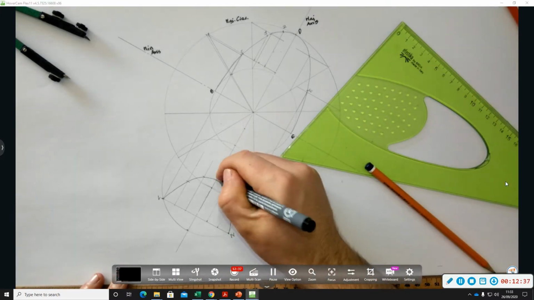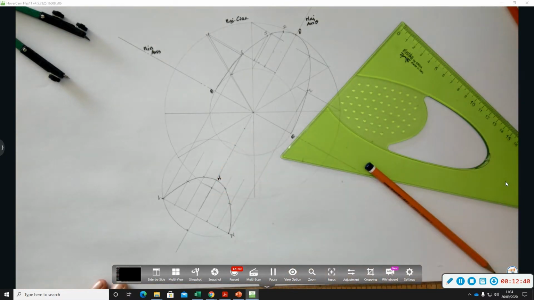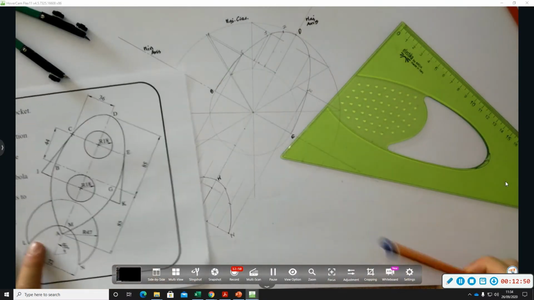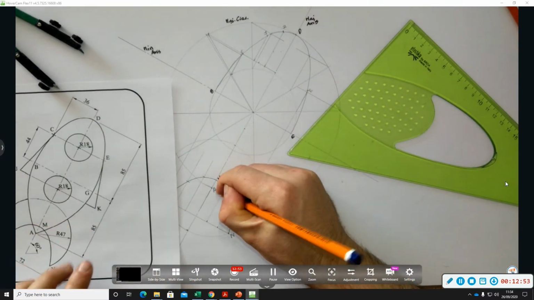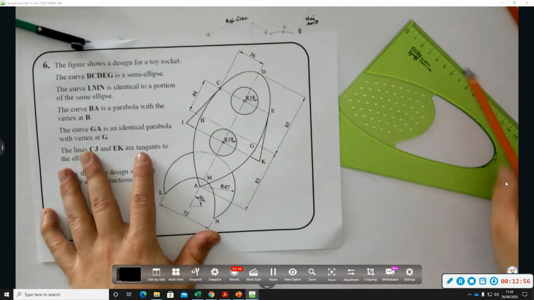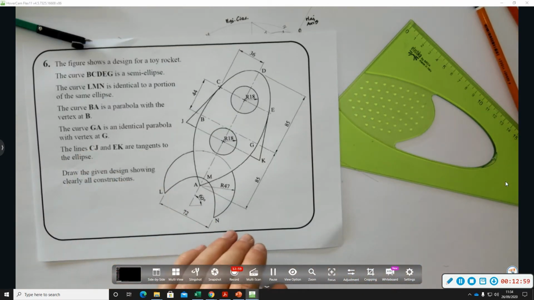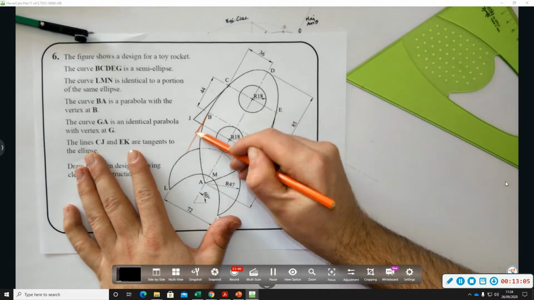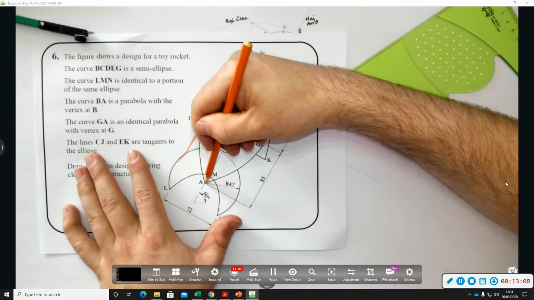It's an identical portion of the ellipse. So that's L and M. Now, the next part, the parabolas. So B to A, the parabola B to A. What we're going to do is use the rectangle method for drawing this in. So we have a line here, parallel to the major axis of the ellipse, a line here from A.